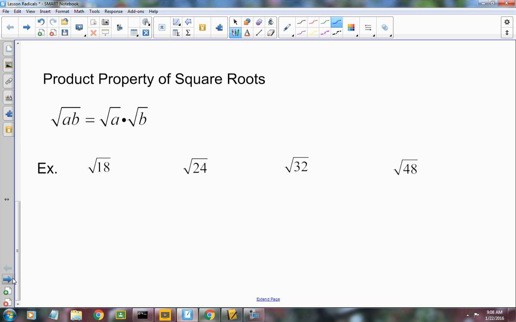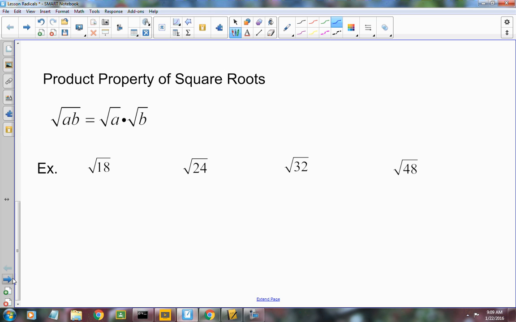Now I'm going to talk about the product property of square roots. When you take the square root of a number, you can break that number into two factors. Every number has at least two factors, right? So I can take the square root of a number and break it into the square root of A times the square root of B. When you break it up, however, you want one of those factors to be a perfect square.